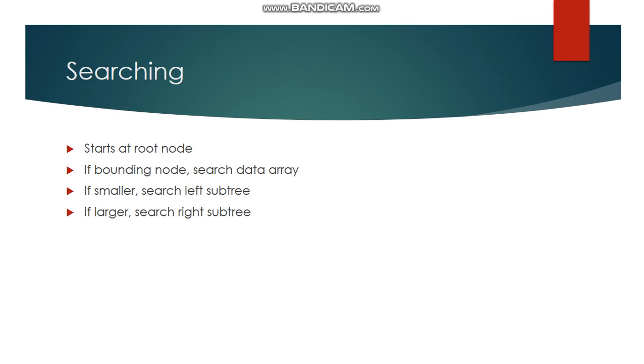The process of searching begins at the root node. We will check the minimum and maximum values of the node, and if the search value lies in between these values, then we will continue to search each value in the data array. Now the value will be returned if it is found, or null will be returned if it does not exist.